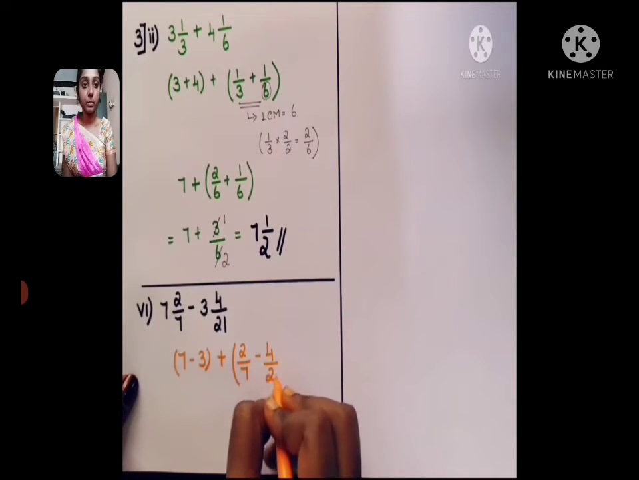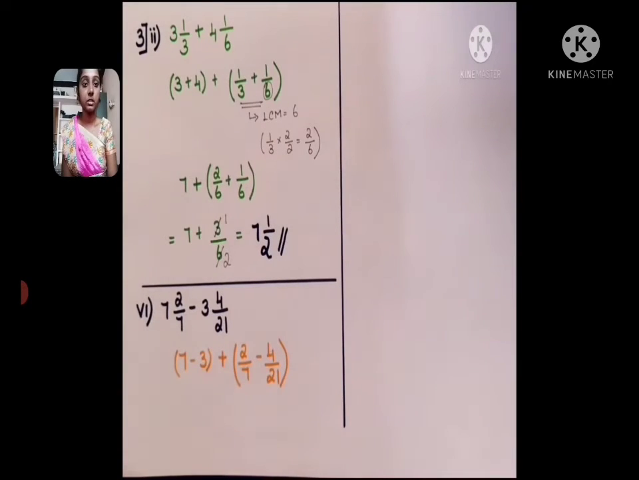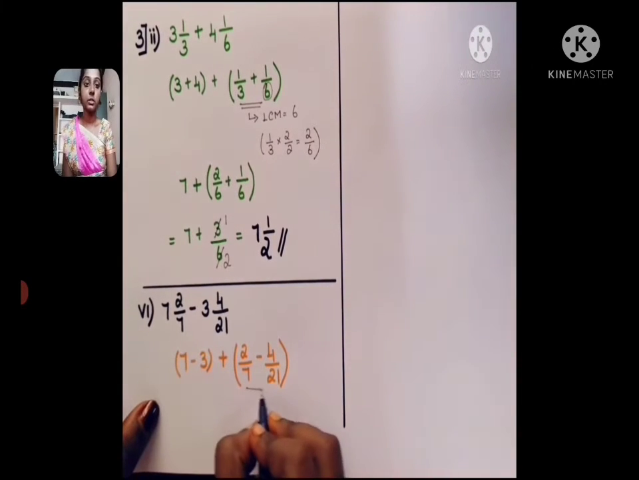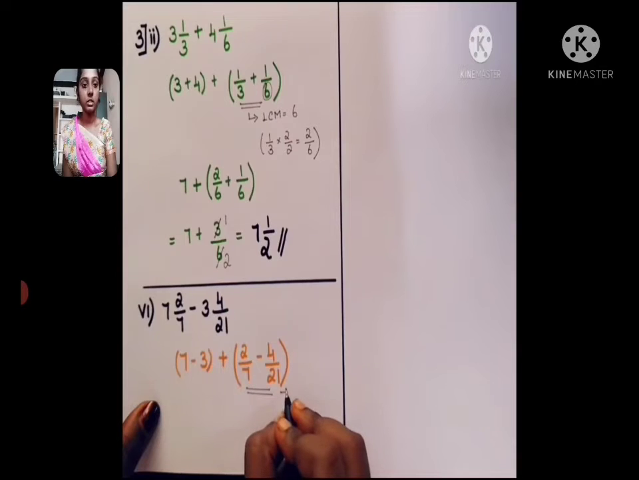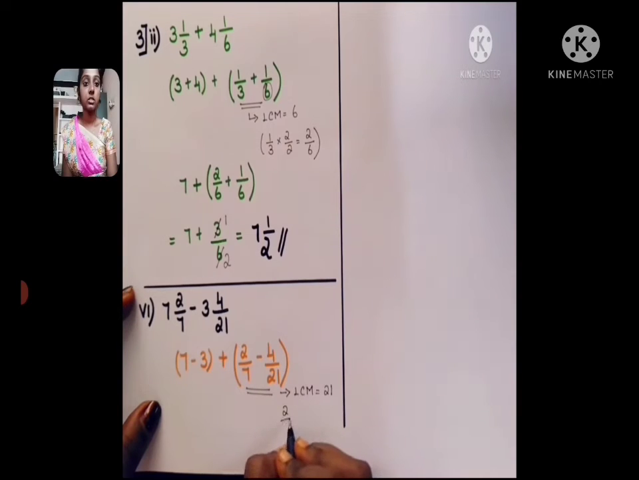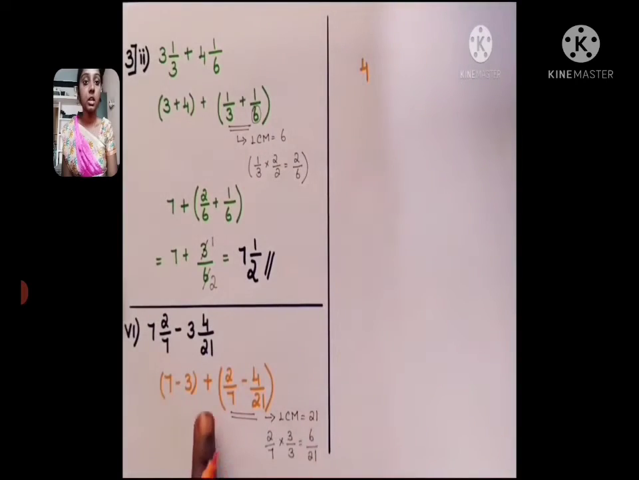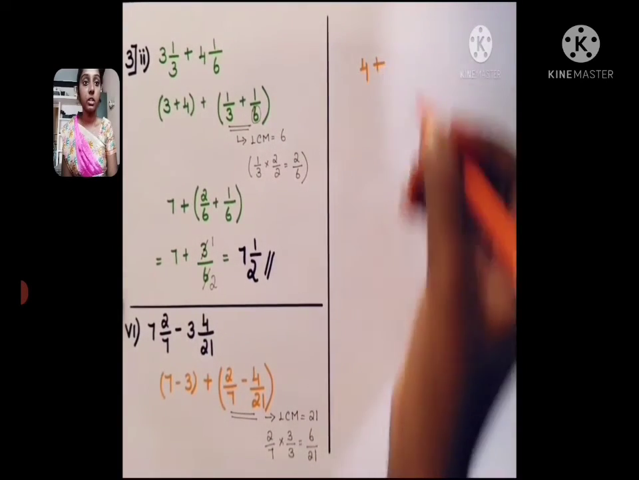Subtracting the whole numbers, 7 minus 3, and subtracting the proper fractions, that is 2 by 7 minus 4 by 21. The LCM of 7 and 21 is 21. Finding an equivalent fraction for 2 by 7, we get 6 by 21. 4 by 21 already has a denominator 21, and so it can be kept as such.